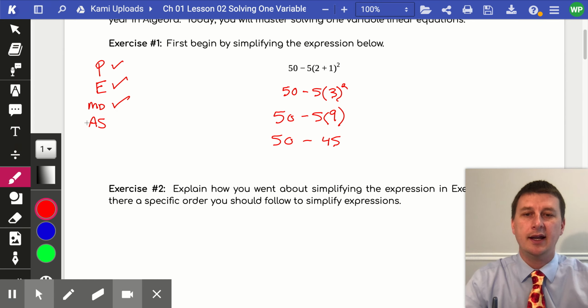So I'm done there. And I'm finally looking for addition or subtraction, whichever one I see first. Well, I only see one of them. I see subtraction. So I'm going to do that right now. And 50 minus 45 is 5.